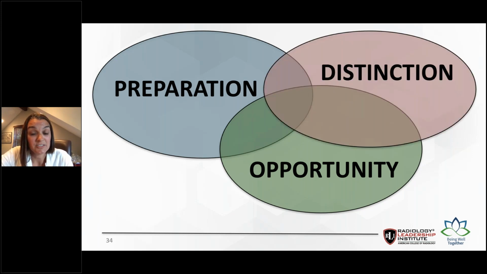And that is distinction. Really understanding what makes you unique and how you can leverage this uniqueness to succeed. And in leadership, going further, helping others to understand what makes them unique so that you can offer them the right opportunities. Next. I really believe that it's this intersection of preparation, opportunity, and distinction. This is the launch pad, the sweet spot for academic success. Next slide.